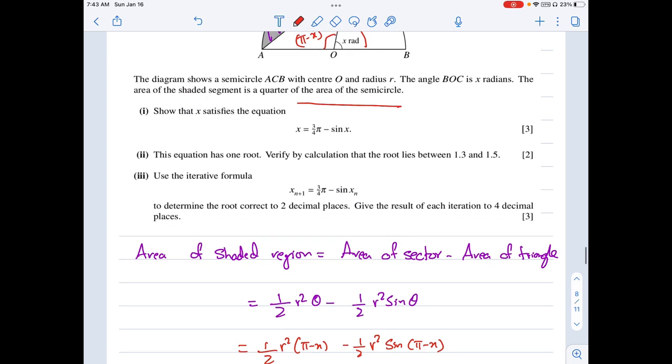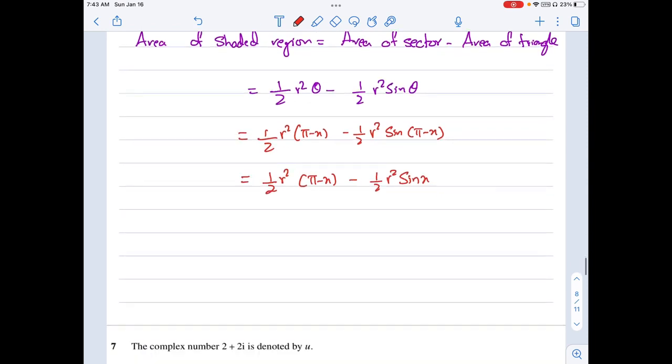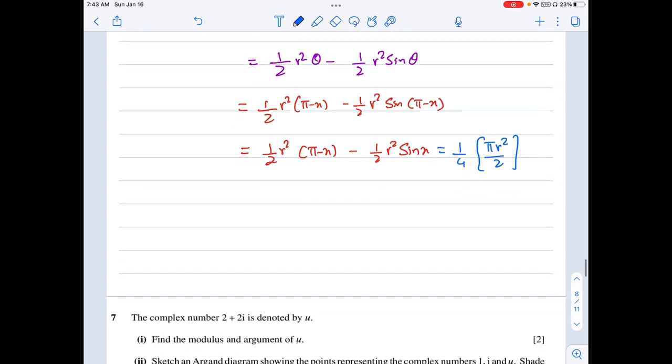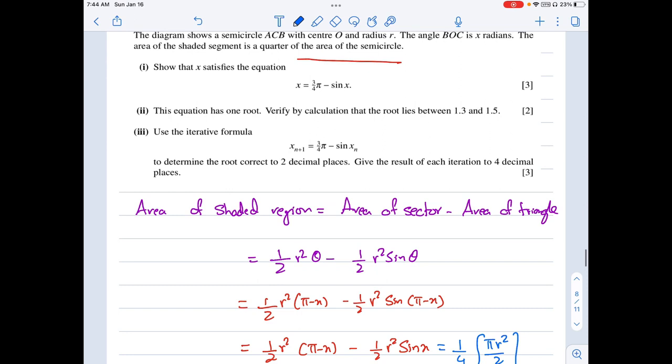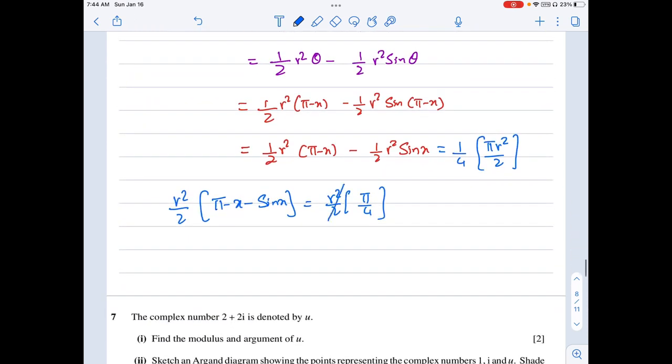Now what is given in the question? Shaded region is equal to quarter the area of the semicircle. Area of a semicircle is pi r square by 2. Quarter the area of the semicircle. So I can take that r square by 2 common. So it becomes (pi minus x minus sine x) is equal to r square by 2, over here also it becomes pi upon 4. So what am I going to get out? So r square upon 2, r square upon 2 gets cancelled. So pi minus x minus sine x is equal to pi upon 4.